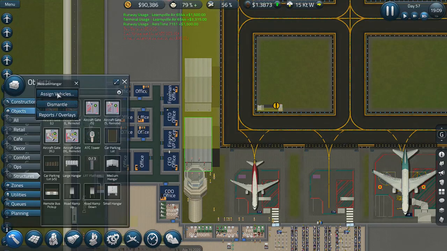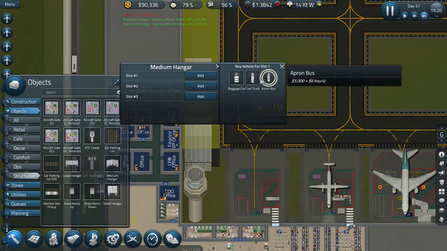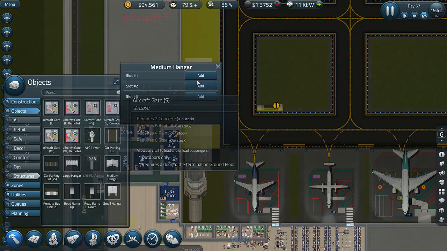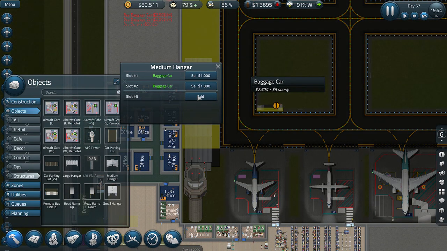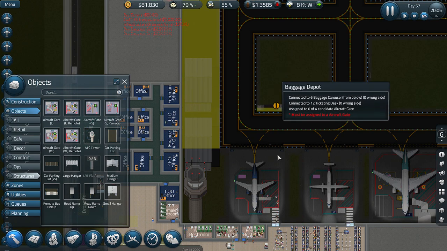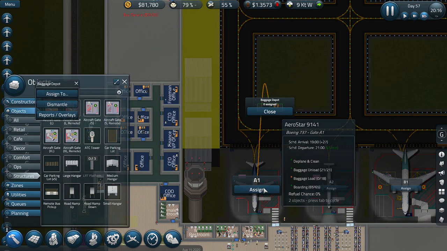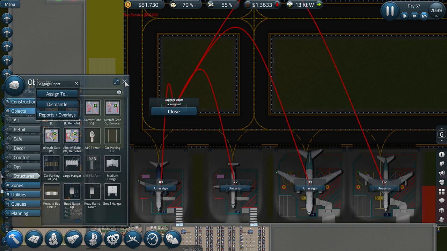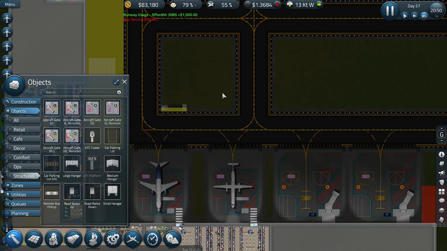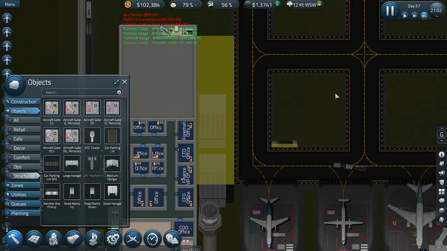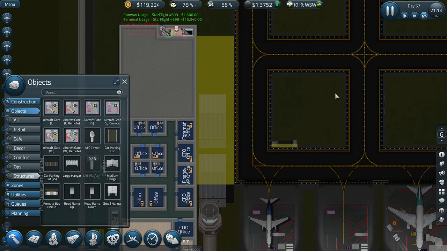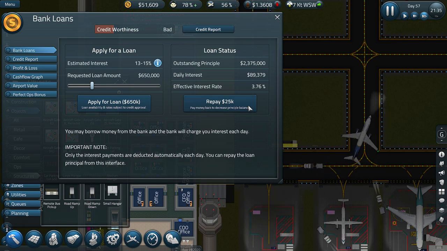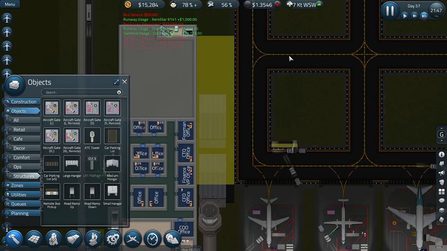And now that we have one, let's add a couple of baggage trucks. Like so. Now we need to assign this to all four gates. Just like that. And now, finally, our baggage system is working, and maybe we can start repaying some money. Speaking of which, we are going to repay a bunch. All right.